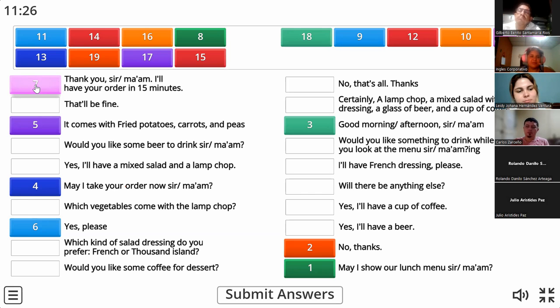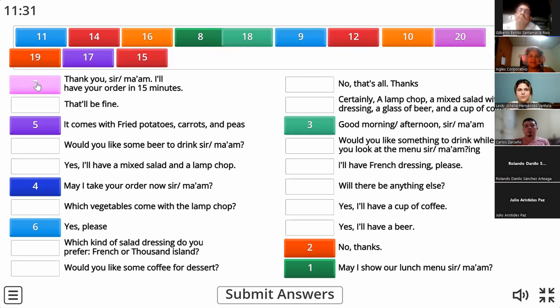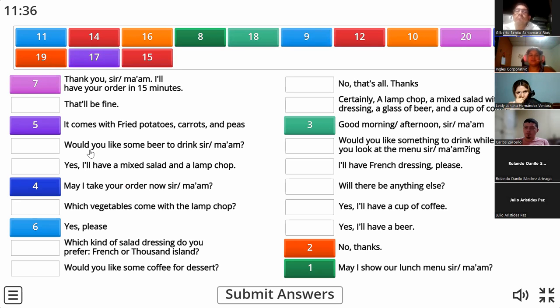Okay, just tell me numbers or phrases, and at the end, the system will provide the correct answers, okay? I will ask you one by one. Just tell me one that you consider that is correct. It doesn't matter if that is incorrect. Okay, Gilberto, number seven, which one do you consider that is number seven? Which phrase? Would you like some beer to drink? Okay, number eight, lady.